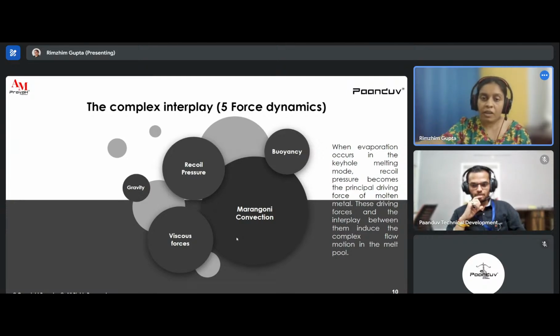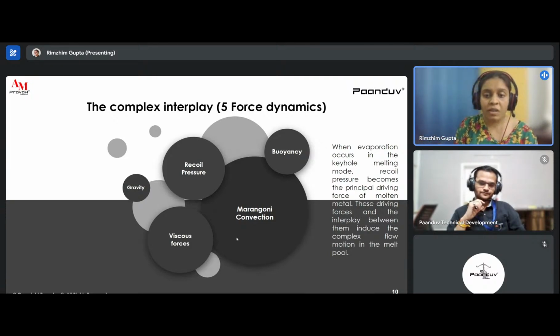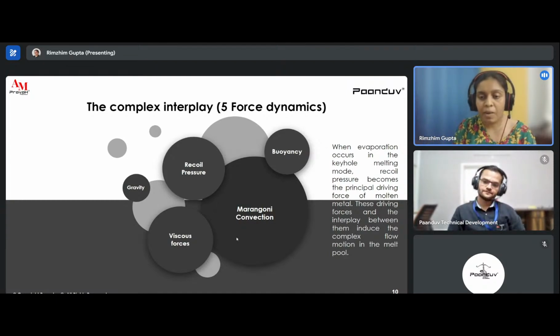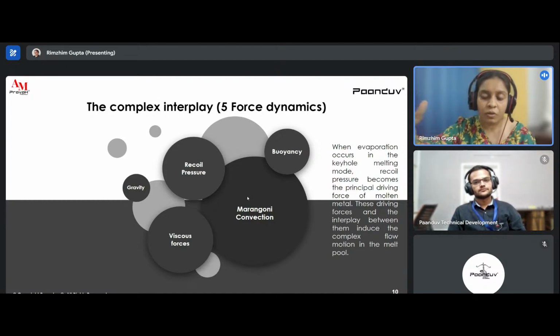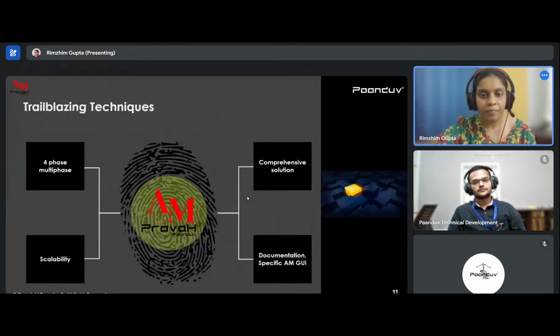When we go to the keyhole mode, the recoil pressure starts dominating, which tries to keep the melt pool open, but at the same time Marangoni convection tries to minimize this effect, and it tries to close the keyhole formation. But because the recoil pressure dominates, there can be some inclusion of vapor into the melt pool, which gives rise to the porosity in the part.